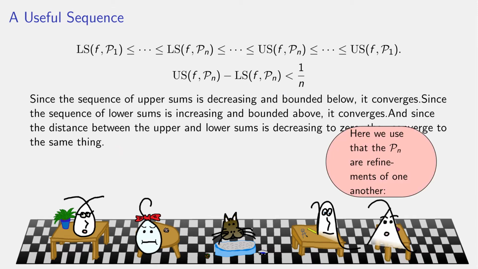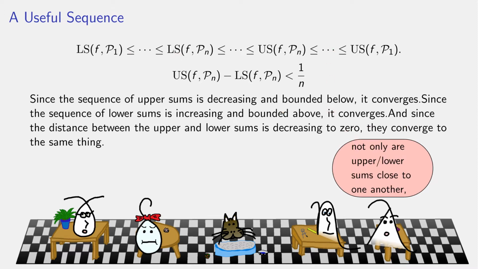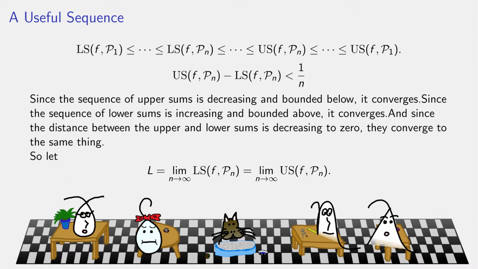And we are definitely using that the partitions are refinements of one another. The fact that the partitions are refinements as we go along gave us the monotonicity of this sequence. And this one, of course. So not only are they close to one another, but they bound each other, right? That's where the refinement came in. So let's let this shared limit just be L. Our goal, of course, is to show that the function must be integrable and the value of the integral is L, but we're not there yet.